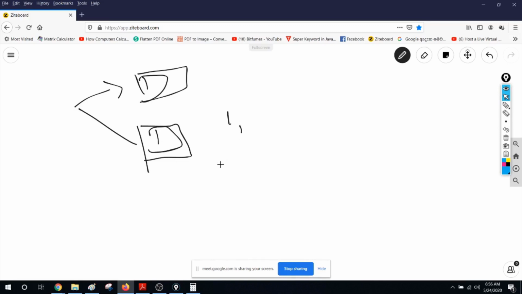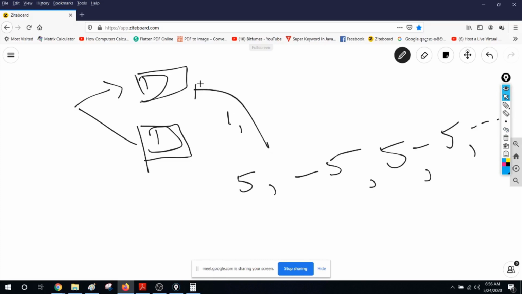Yes. 5, 5 minus 5, 5 minus 5, something like this. So obviously, this is going to be divergent. Why? Oscillatory. If a sequence is oscillatory, definitely it is divergent, right?